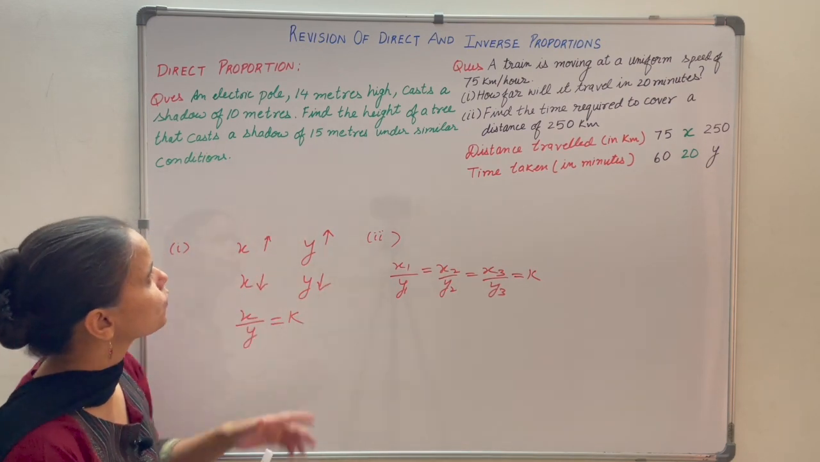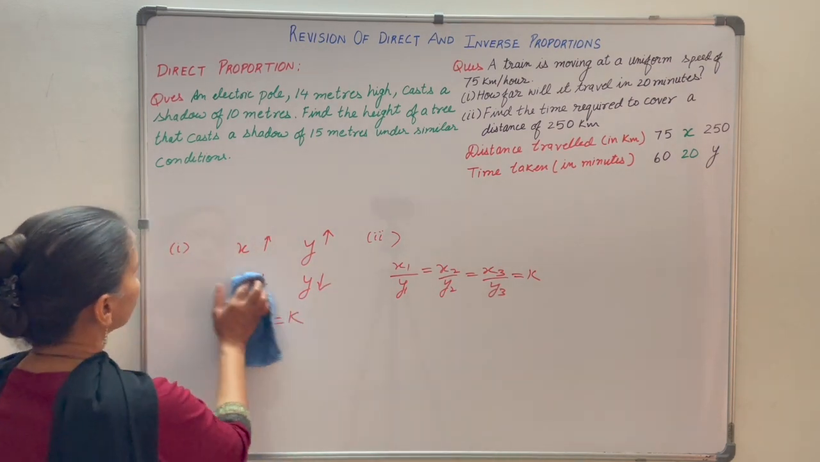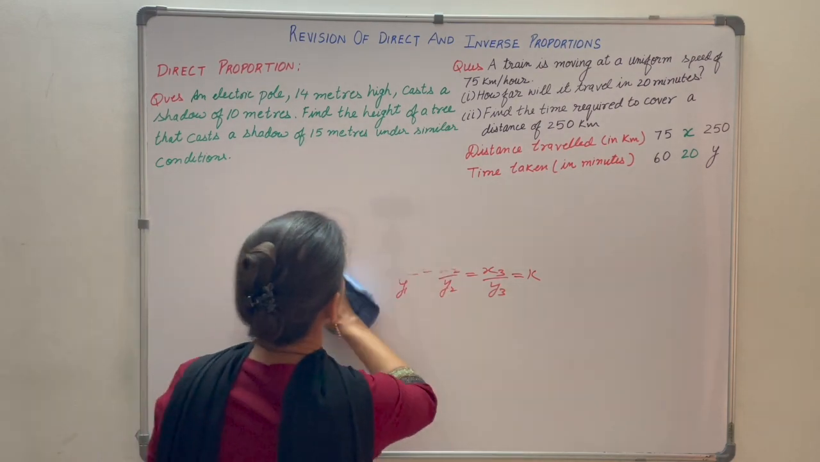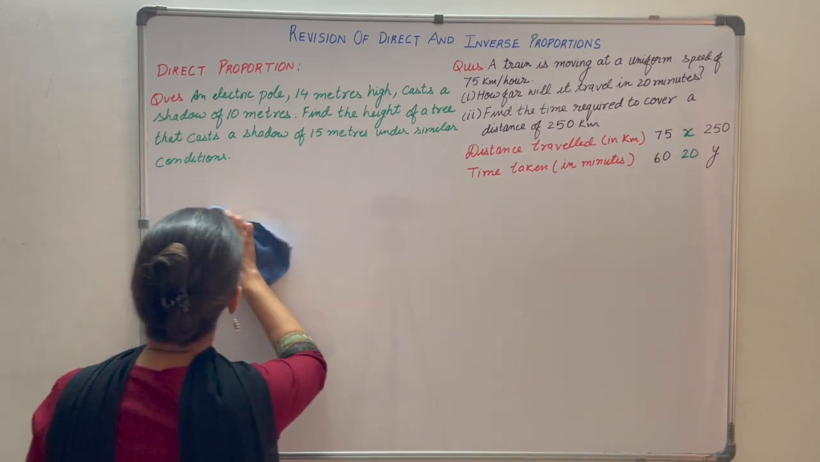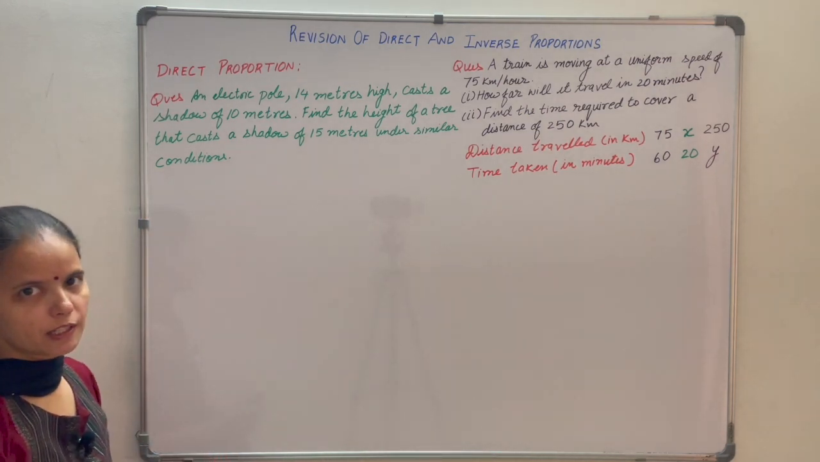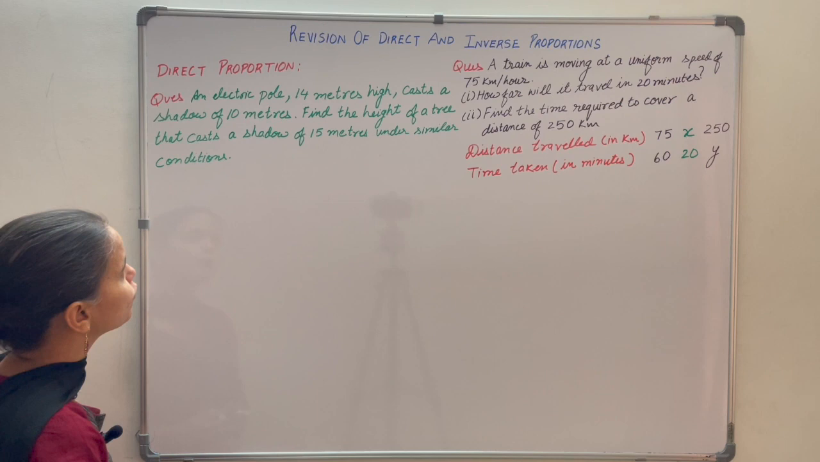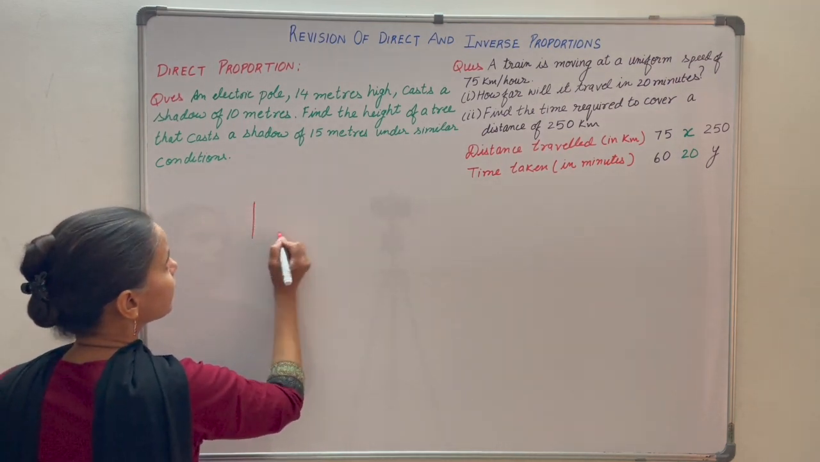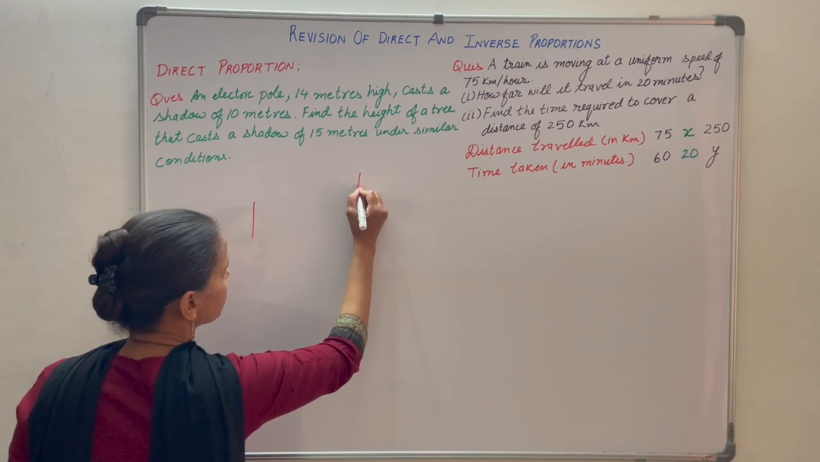Now let us take this question. An electric pole 14 meters high casts a shadow of 10 meters. Find the height of a tree that casts a shadow of 15 meters under similar conditions. So here you have two objects. One is the electric pole and the other one is the tree.